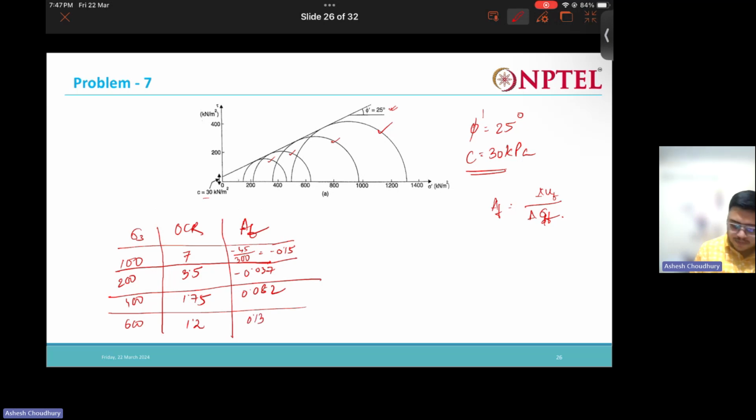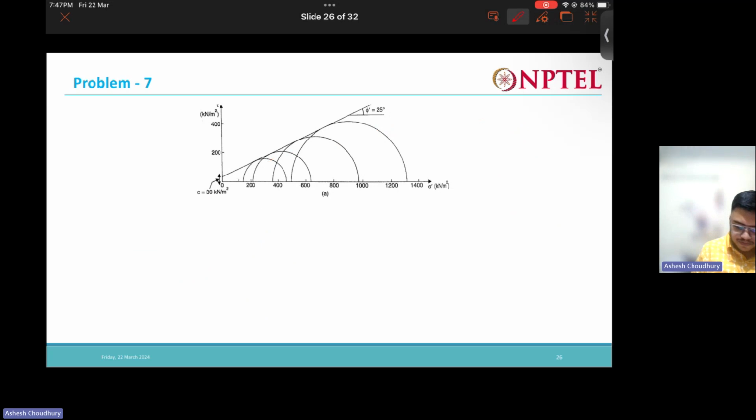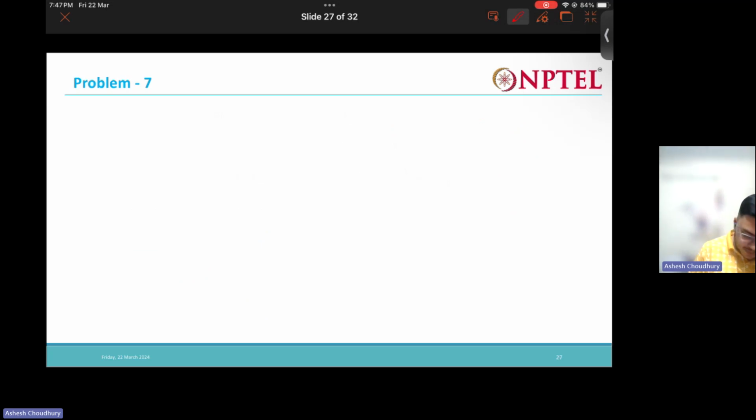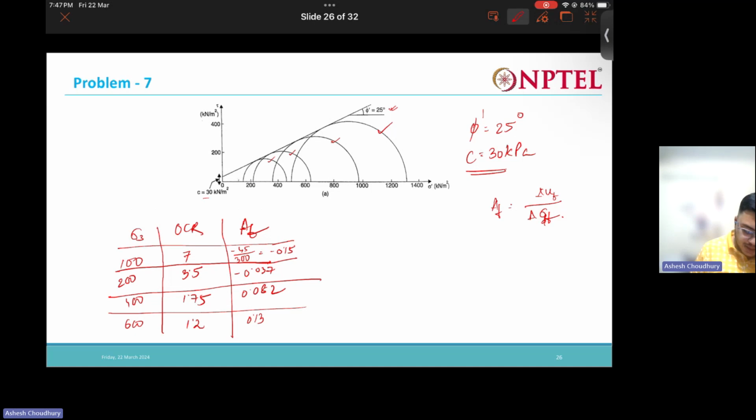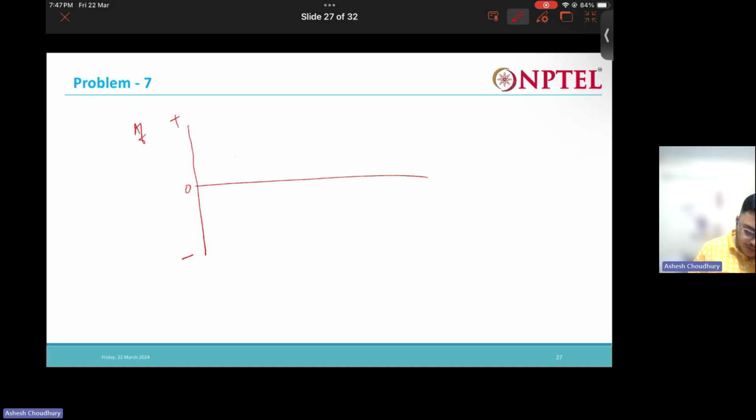Okay, done. Now we are asked to plot the variation between OCR and AF. So on the AF axis, zero, this is the positive side, this is the negative side. Okay, so initially 0.13, from 0.13 it is going like this, like this, like this.